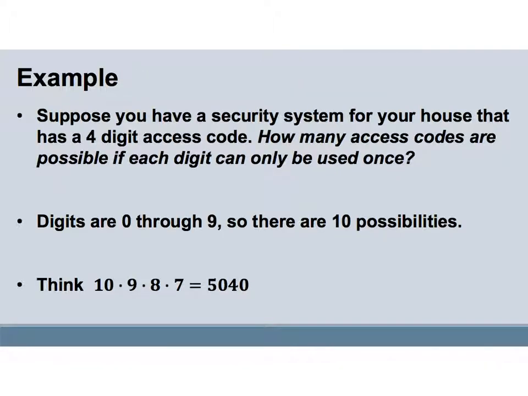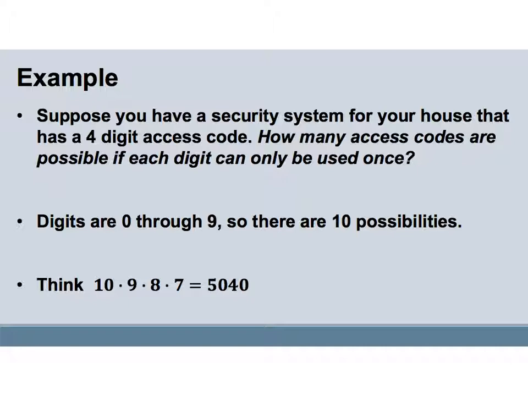Okay, so here's a couple more examples with that. This is something that should be pretty common to you. You're always having to come up with passcodes for things, like you usually have to get a 4-digit passcode to get in your iPhone or whatever. The possible numbers of combinations that people can come up with, they figure out with this fundamental counting rule. So like this one, suppose you have a security system for your house that has a 4-digit access code. How many access codes are possible if each digit can only be used once?